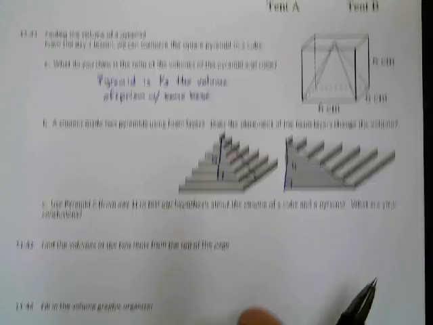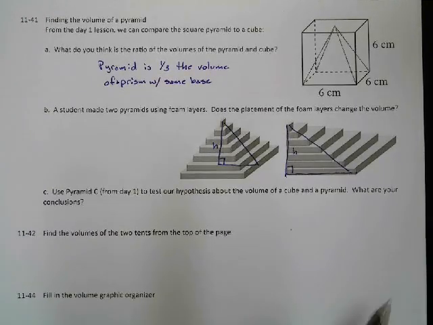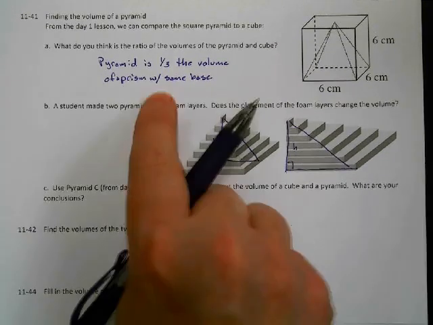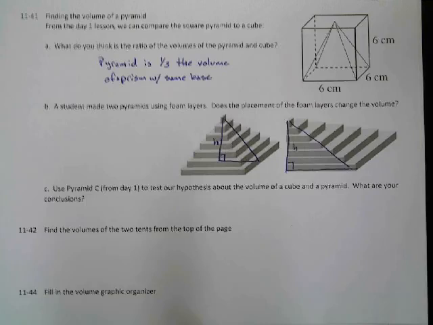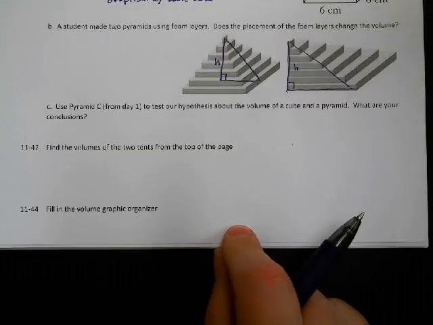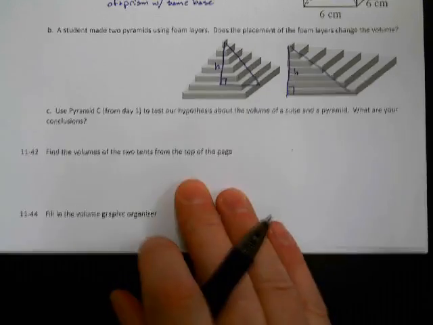All right, use pyramid C to test. We already did that in the last lesson. So here we've got this. Yes, we kind of did this already. Sorry, I skipped ahead. Find the volumes of the two tents from the top of this page.